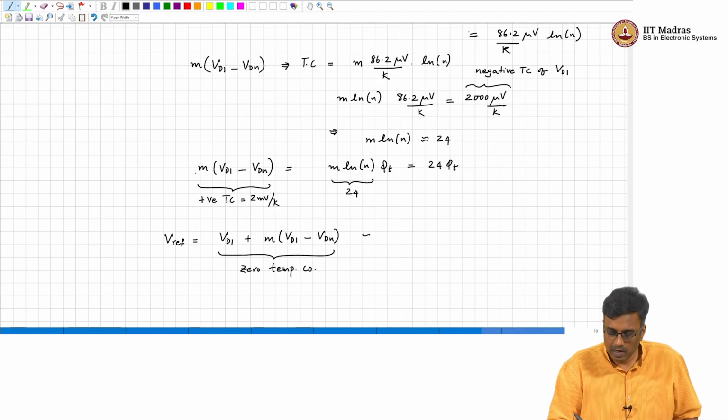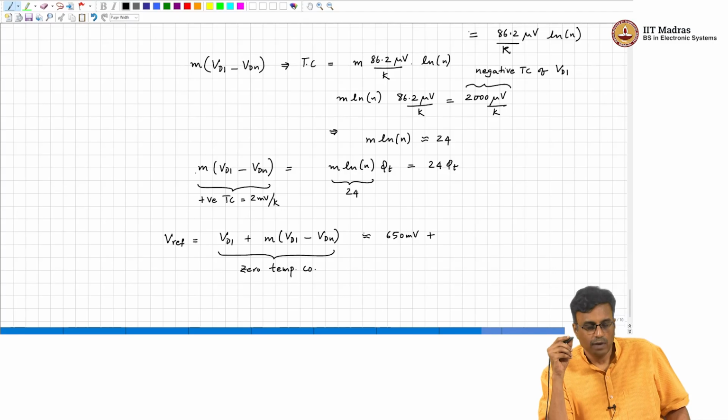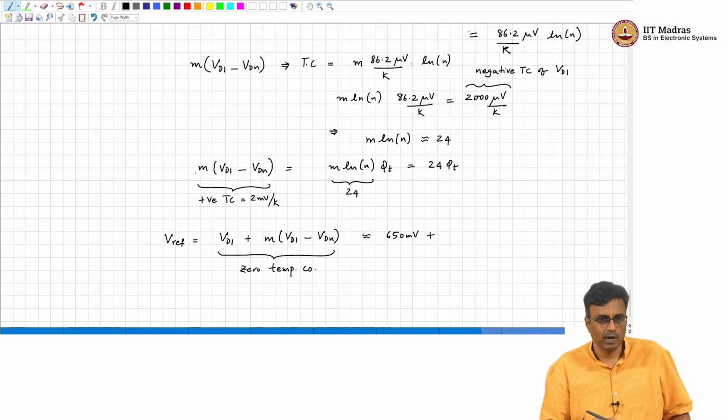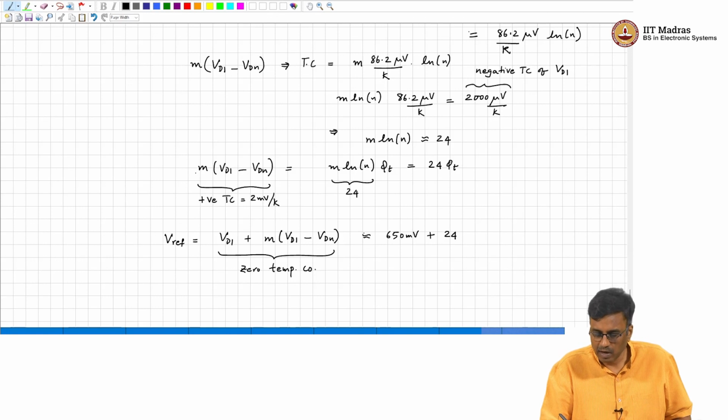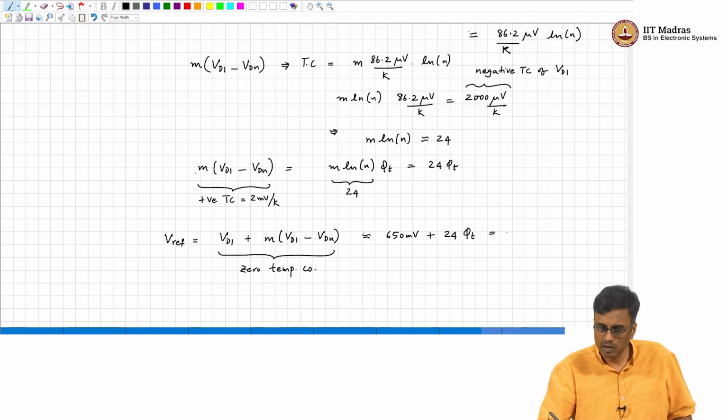650 millivolts plus 24 phi t at room temperature. At room temperature phi t is about 25 millivolts. So, basically plus 24 phi t, which is 650 millivolts plus 600 millivolts, which is 1.25 volts.